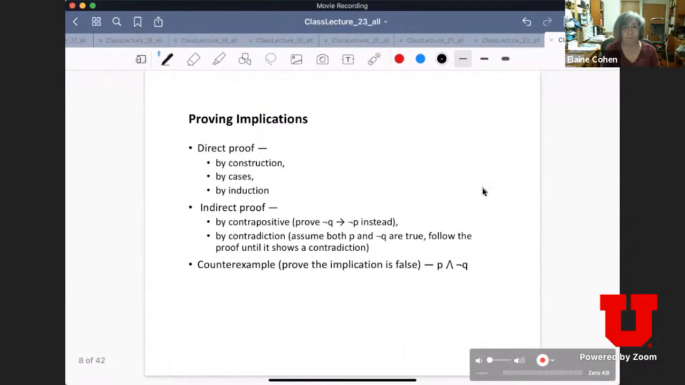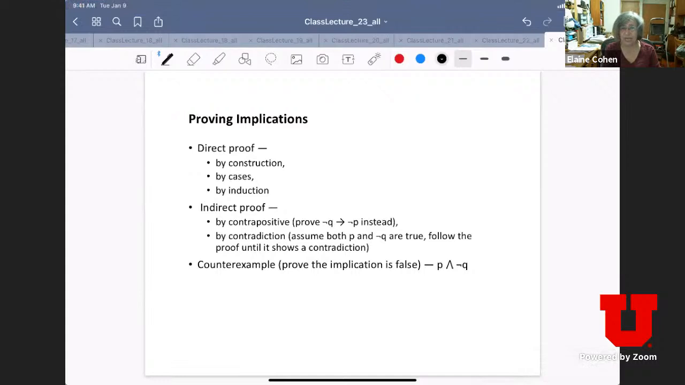Okay, proving implications. What are the techniques and what kinds of things do we have? We had direct proofs and direct proofs.